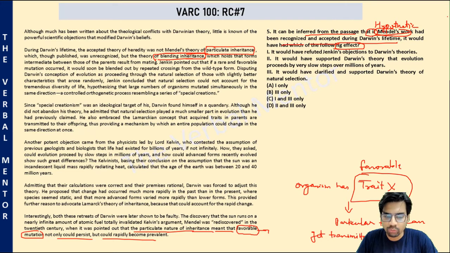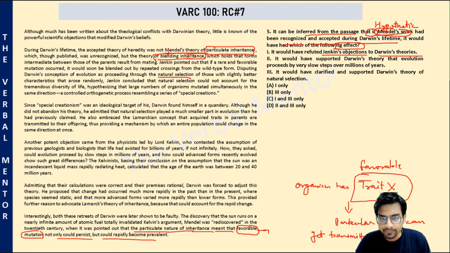Now, what impact, what effect would it have on Darwin's theory? Option 1: it would have refuted Jenkins' objections to Darwin's theory. What was Jenkins' objection? Jenkins had said that natural selection is not random, it is controlled. So an average sum or blending thesis, the traits blend, and that's how he objected to Darwin's theory. But if Mendel's theory was right and Jenkins' theory wrong, in that case, Darwin's theory would be supported.